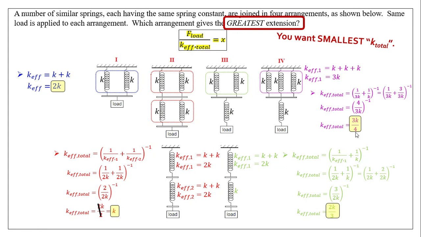If you look at everything I highlighted, here we have 2k, here we have k, here we have 2/3 k, and here we have 3/4 k. Well, 3/4 is 0.75, 2/3 is 0.66, and 0.66 is less than 0.75, which is less than 1, which is less than 2. And as I stated earlier, you want the smallest k because it wants the greatest extension. So therefore, the answer for this one is Roman numeral 3 because it has the smallest k value.